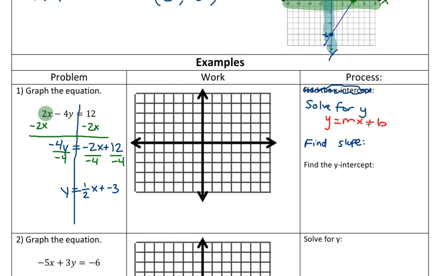Okay, so we wanted y equals mx plus b, so I'm going to write that right here. y equals mx plus b. So my m is the 1/2, because that's with the x, it's the coefficient, so my slope is 1/2. Okay, and my y-intercept is the b. So remember that's our m and our b. Okay, so our b, the y-intercept is negative 3.